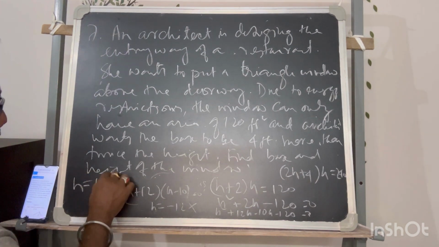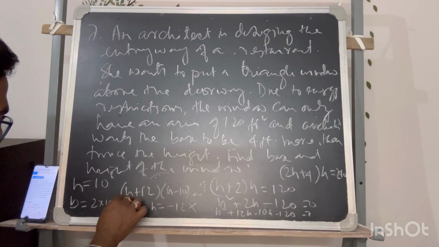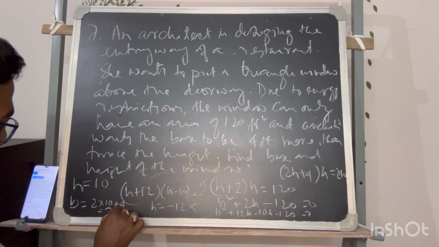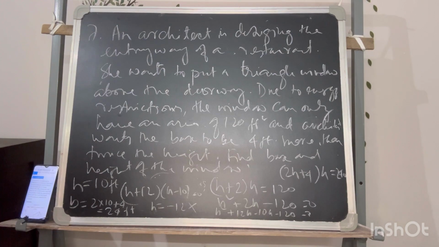So height is equal to 10 and base is equal to 2 times the height 10 plus 4. So that means 24. So all in feet. So this is your answer. Okay.